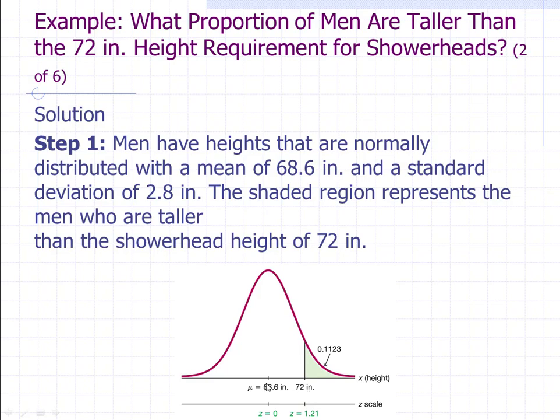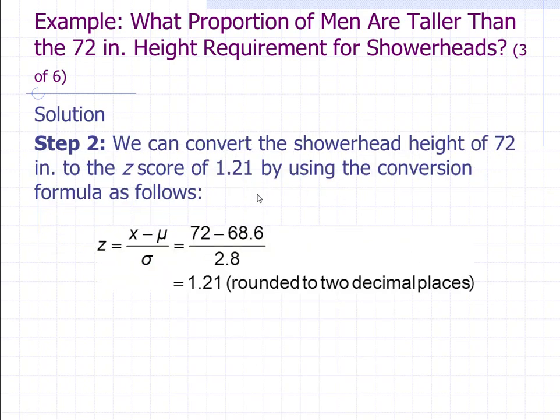So we're looking at how far 72 inches is above our mean, but we're looking for it in standard deviation units. And you kind of see the answer here, but since we're looking for men who are taller, we are looking for the area to the right. So we need to convert our shower head height to a z-score. We take our score minus the mean divided by the standard deviation, and that comes out to be 1.21. Now what does that mean? That's 1.21 standard deviation units above the mean.